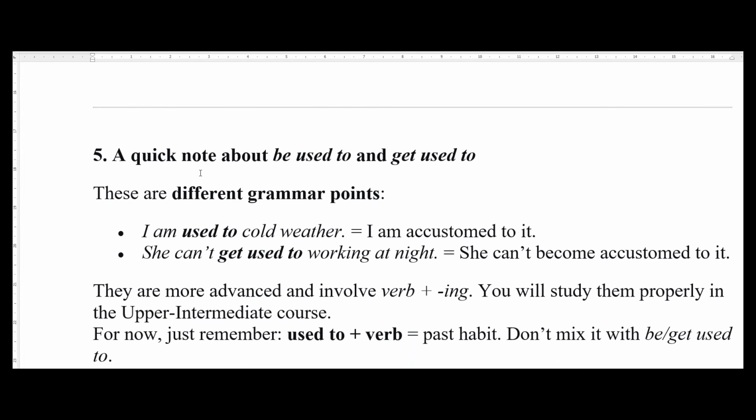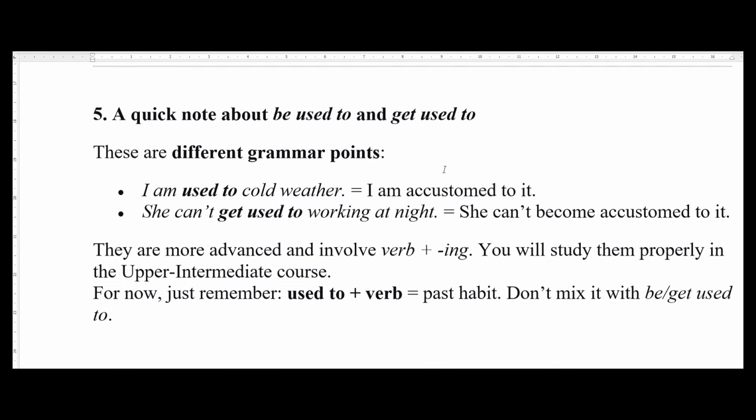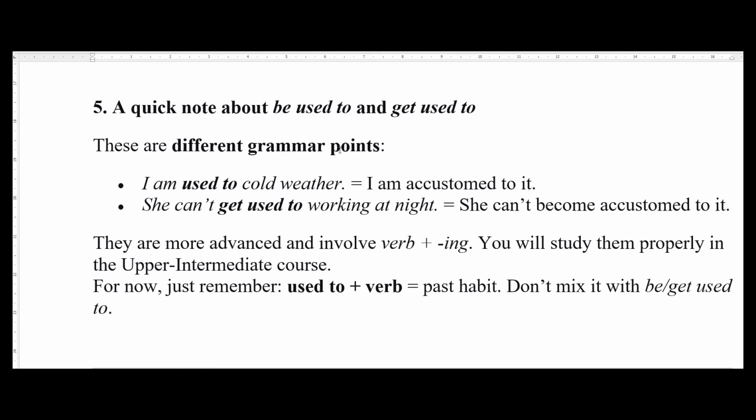And now a quick note about be used to and get used to. These are different grammar points. "I am used to cold weather." I am accustomed to it. It's okay for me. "She can't get used to working at night." She can't become accustomed to it.